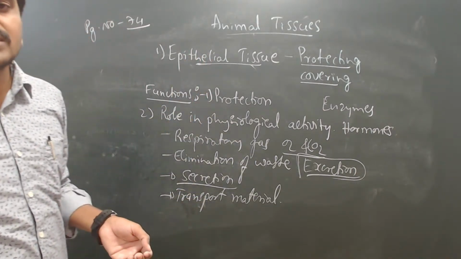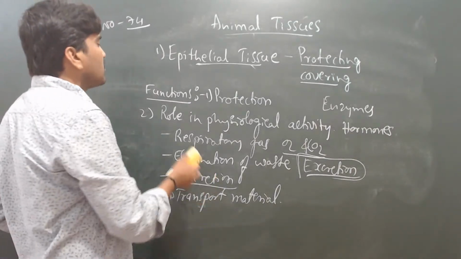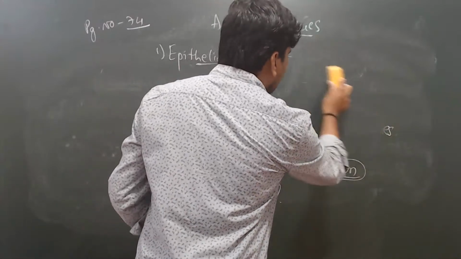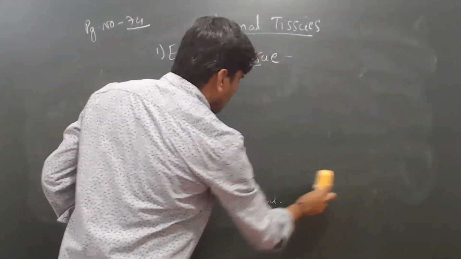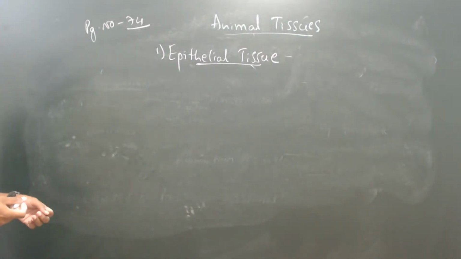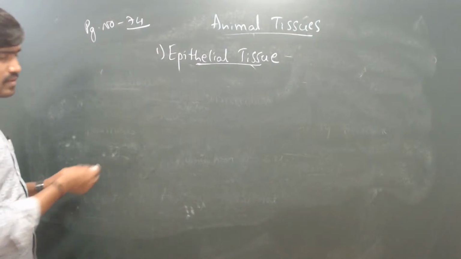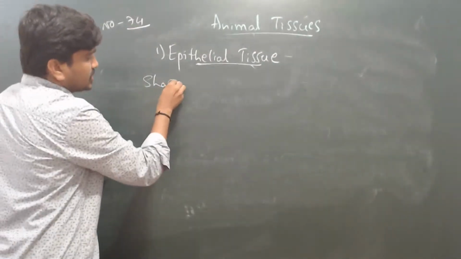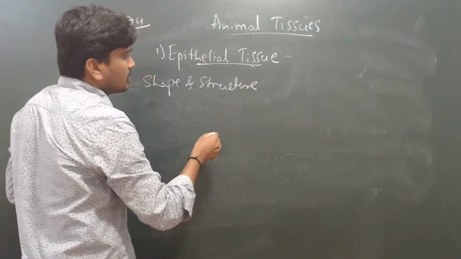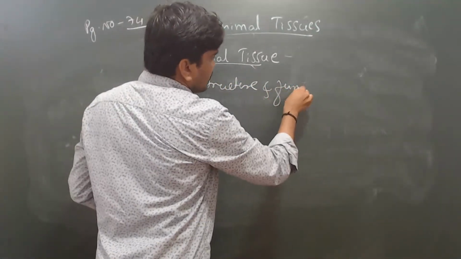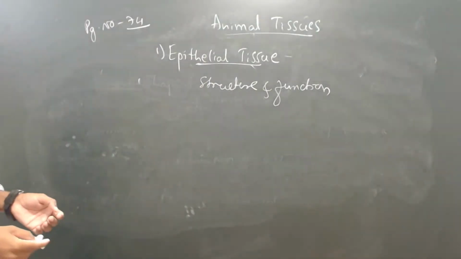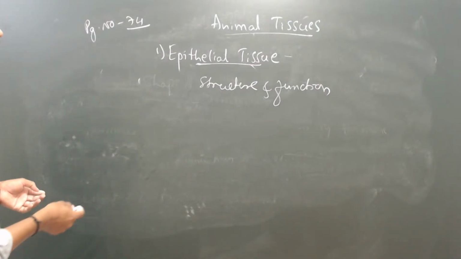Okay. Now we'll move towards types of epithelial tissue. See, what are the types? The types mainly depend on shape, structure and function. On the basis of their structure and function.